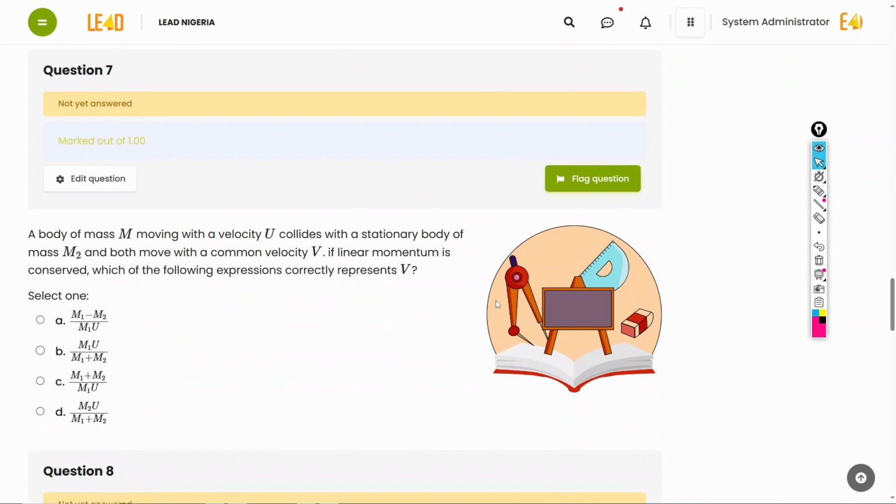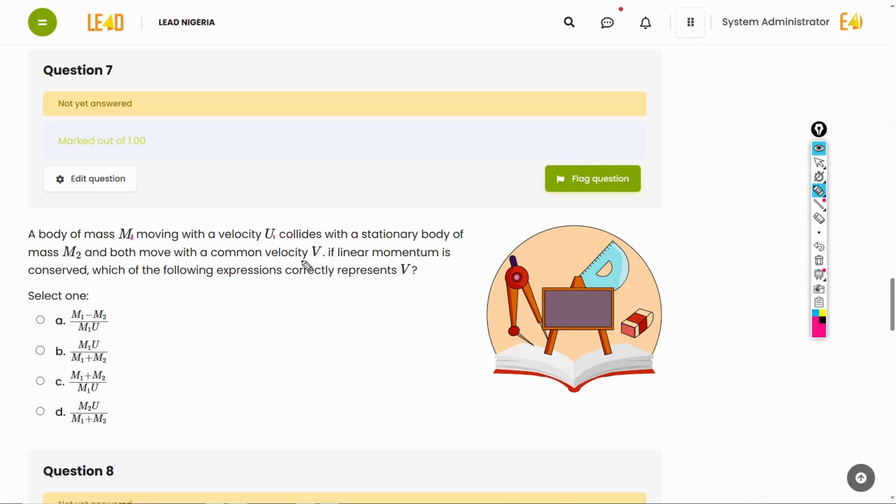Question 7 says, the body of mass m moving with a velocity u collides with the stationary body of m2 and both move with a common velocity v. Okay, so I think this is supposed to be m1 actually, because looking at the options, right? So m1u1, yes, moving with the common velocity v. Good. So if linear momentum is conserved, which of the following expressions correctly represents v?